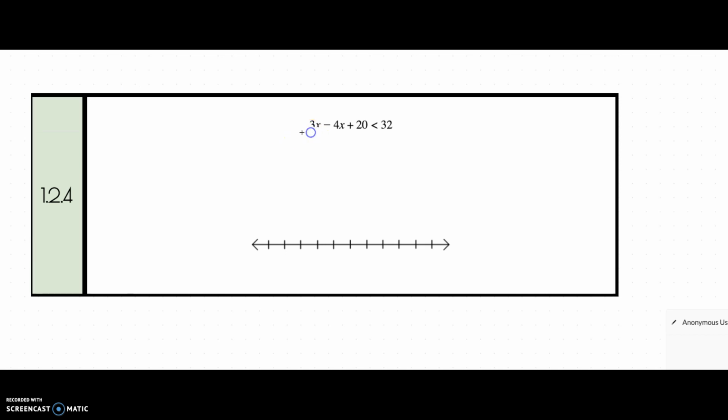So as I get started, I notice that I have some like terms. So I have 3x and negative 4x. And I want to combine those two things together. So 3 minus 4x gives me negative 1x. Then I have plus 20 is less than 32.